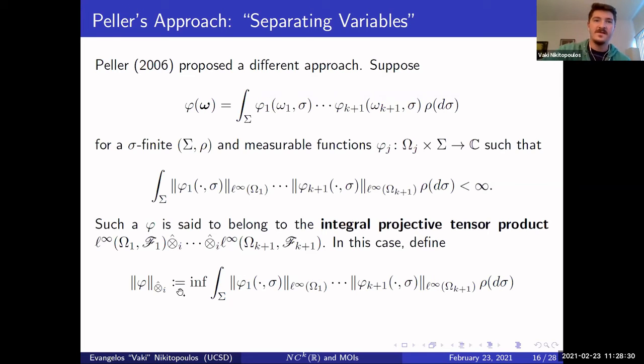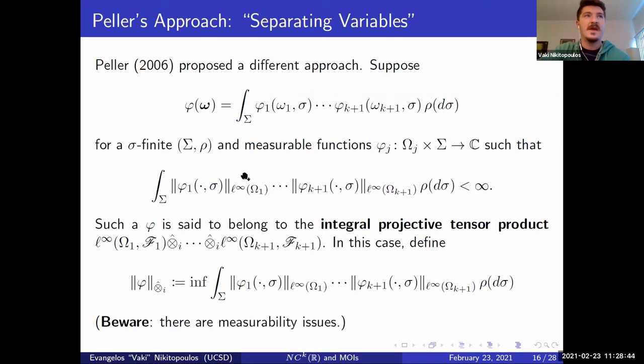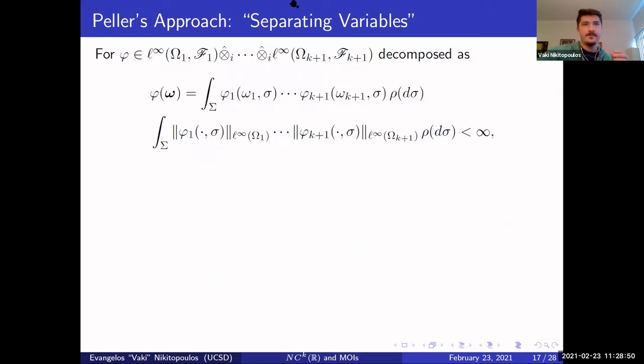And then the norm on this space is going to be the infimum of all of these numbers, where we range over all of these decompositions. And I'm going to insert a little warning. There are some measurability issues. They can be taken care of, but I won't discuss them very much. All right, so those are the functions we're going to be integrating.